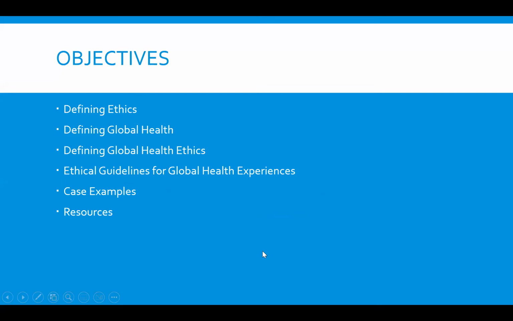So the objectives today are, we're going to define ethics as a whole, define what global health really means, and then what global health ethics is, which is a pretty new topic and not well defined. Ethical guidelines for global health experiences, some case examples from my own experience, and then some resources that are available.